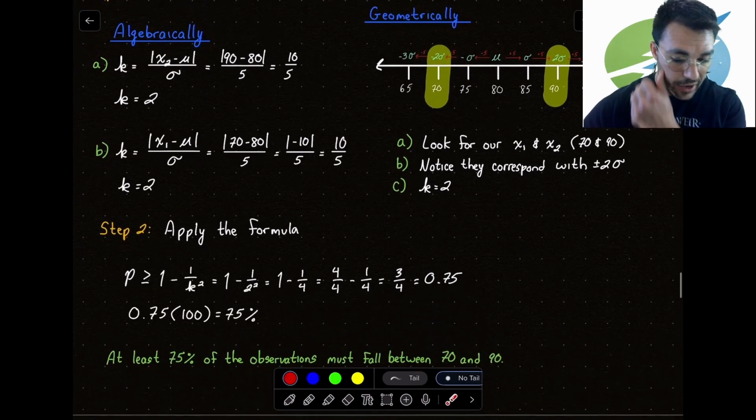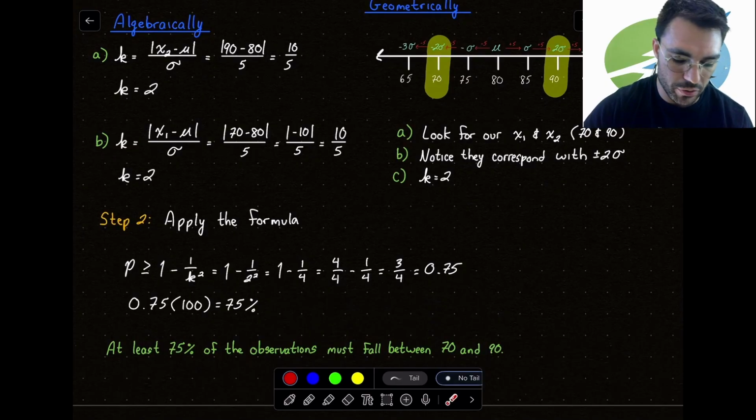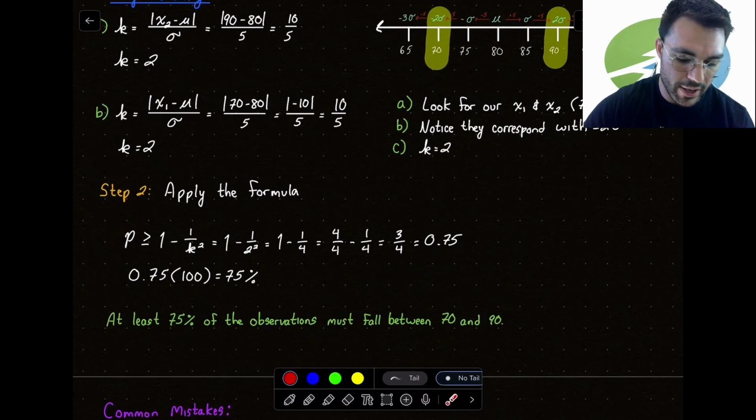Anyway, after we find our k, step 2, apply the formula. P is greater than or equal to 1 minus 1 over k squared, equals 1 minus 1 over 2 squared, because k equals 2, equals 1 minus 1 over 4, because 2 squared is 4.